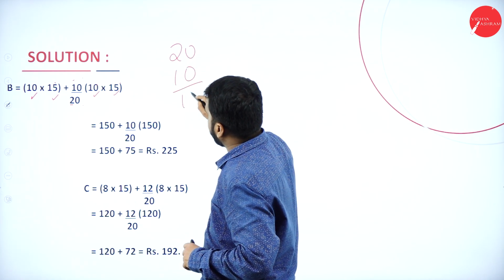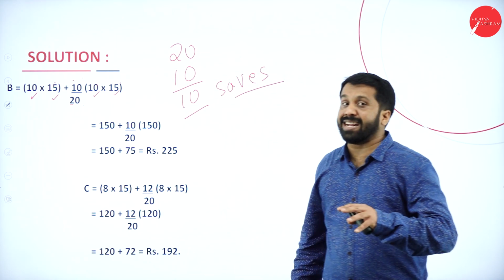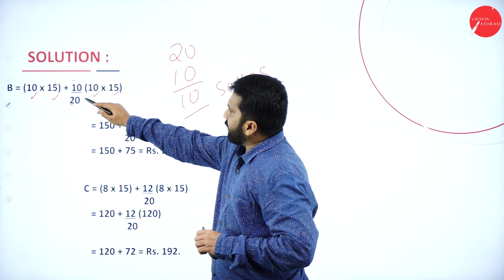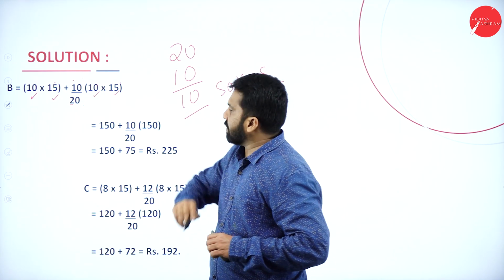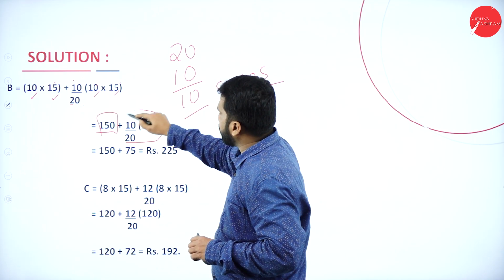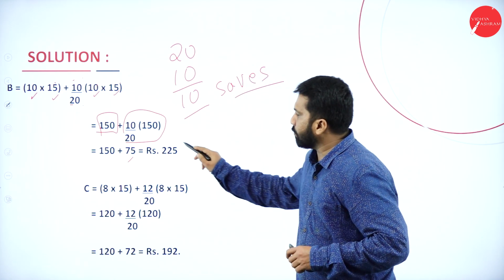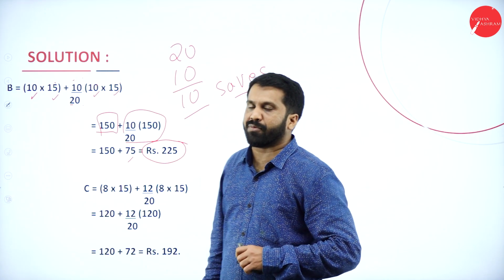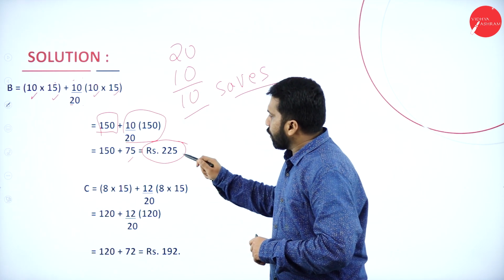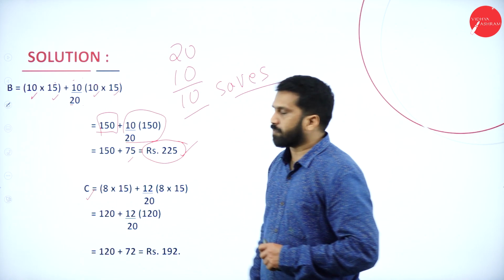He completed in 10. How much he saved? He saved around 10 hours. Now, in this, the 10 hours he has saved, divided by 20. What is the answer? As per this, you will get 150. As per this, you will get 75. 150 plus 75, your answer will be what? 225. Any doubt? Hopefully, there is no doubt. Now, 225 we got. Similarly, we will calculate C.